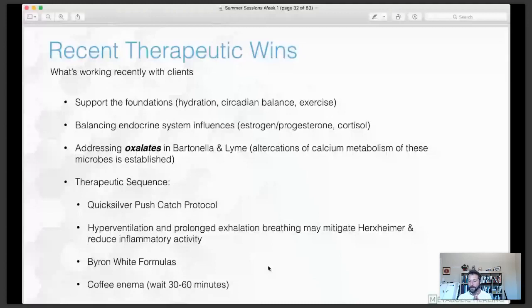I found that addressing oxalates with Lyme and Bartonella has been a significant new discovery. I can't say that everybody with Lyme or Bartonella has oxalate problems. I'm not saying that. But I've found oxalate problems to show up in people with Lyme and Bartonella, and addressing those opens up the detox pathways, because oxalates will compete with sulfate.